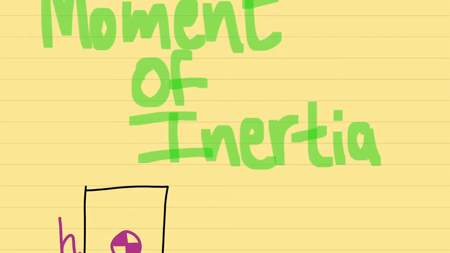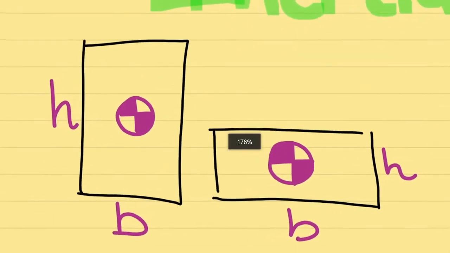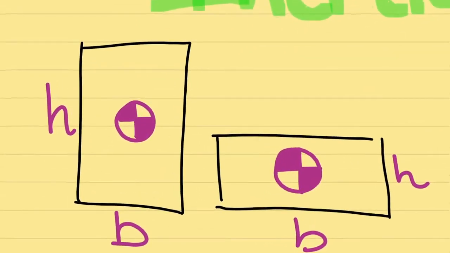All right, let's talk about moment of inertia. And this is a property of a shape. So let's take a look at a couple of shapes here. We're going to be looking only at rectangular prisms. So there's two different ways to arrange this. You could have the same dimensions but organized a little bit differently.